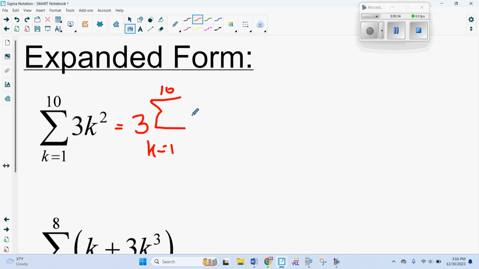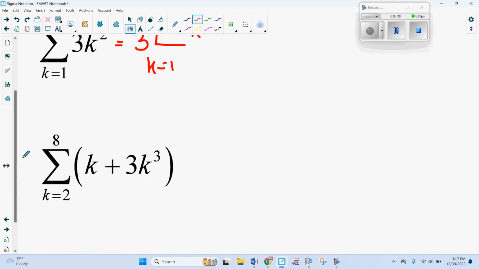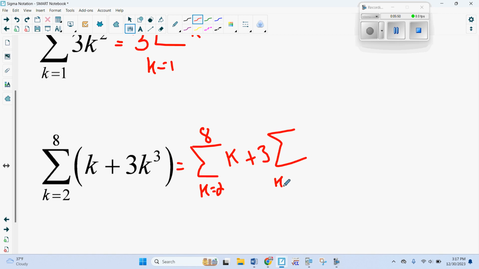What that would allow us to do here is rewrite this as 3 times the sum from 1 to 10 of k squared. And here we could split this up multiple times. We could make this sigma of k equals 2 to 8 of k plus 3, sigma k equals 2 to 8 of k cubed.